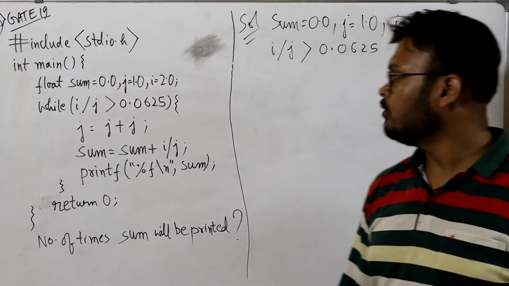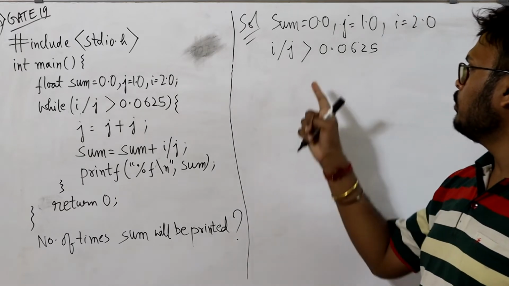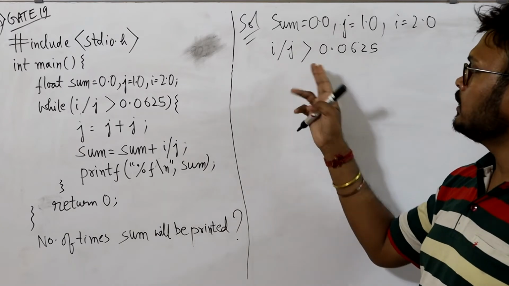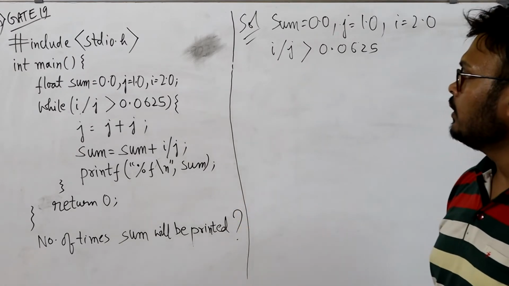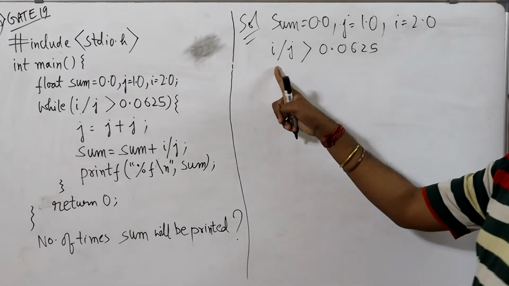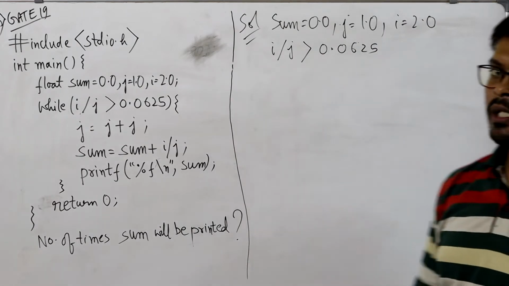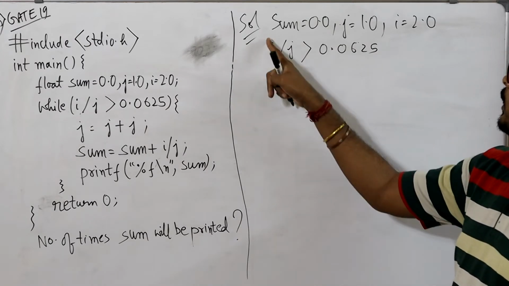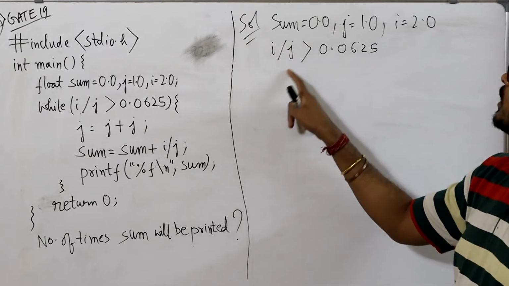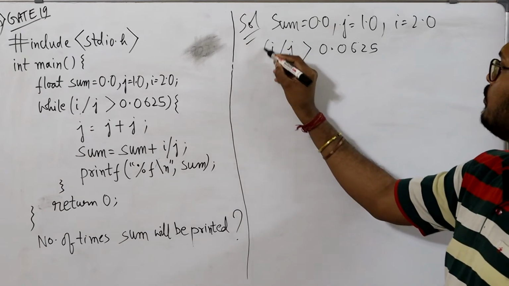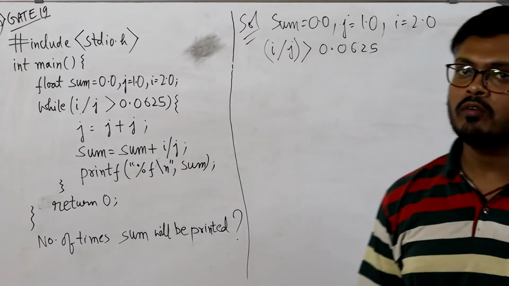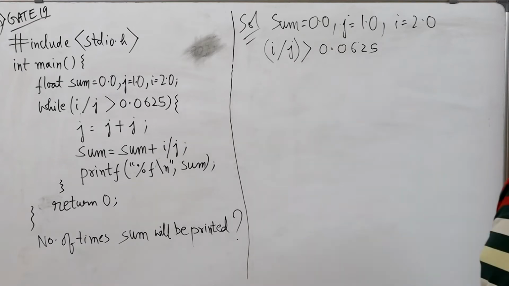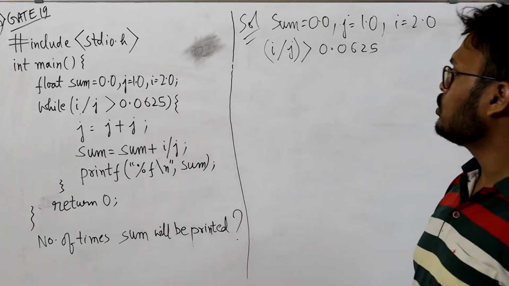So it means we have to keep on executing the while loop if this condition is true, and if this condition is false, then the while loop will be broken. Now how to check this condition? Just remember the precedence and associativity rule. So the i by j part should be calculated first. After that, whatever value you get, just compare with this. So let's start solving.